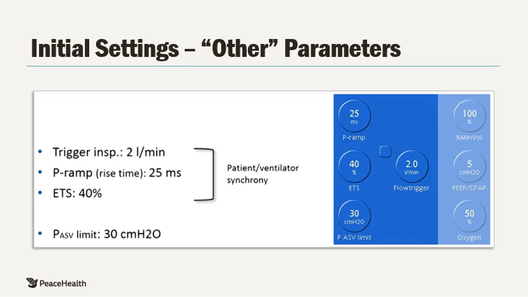The PASV limit can be set to achieve a pressure limitation, and it is linked to your pressure alarm by 10 centimeters of water, which, in this example, a PASV limit of 30 will set the pressure alarm to 40 centimeters of water. As you can see, it is quite easy to initiate and adjust ventilation with ASV during initiation and stabilization, as well as escalation or de-escalation of care.